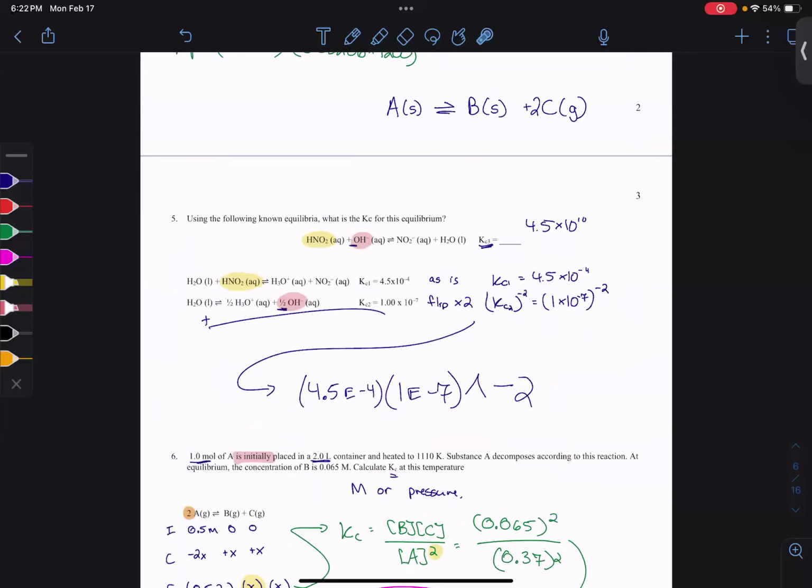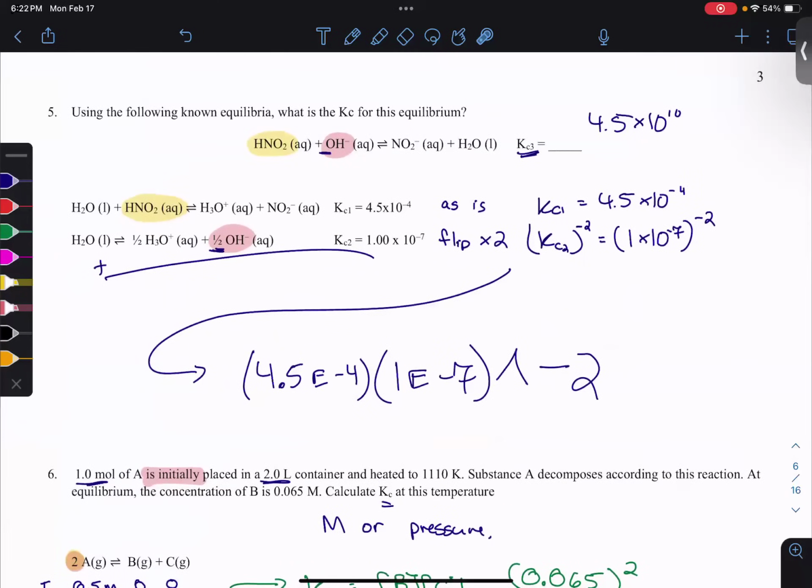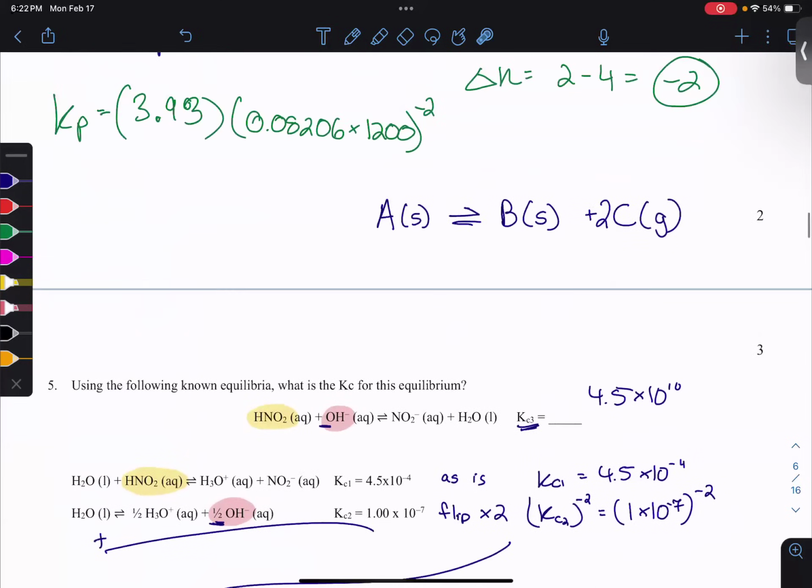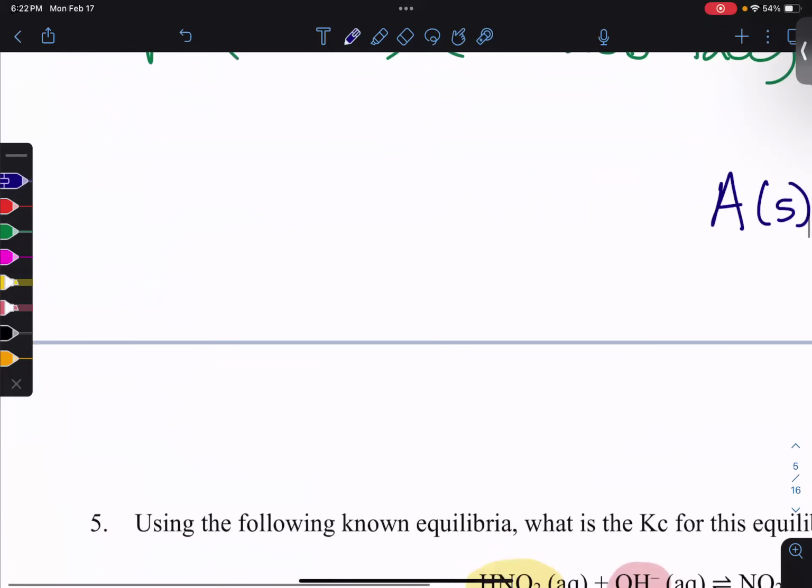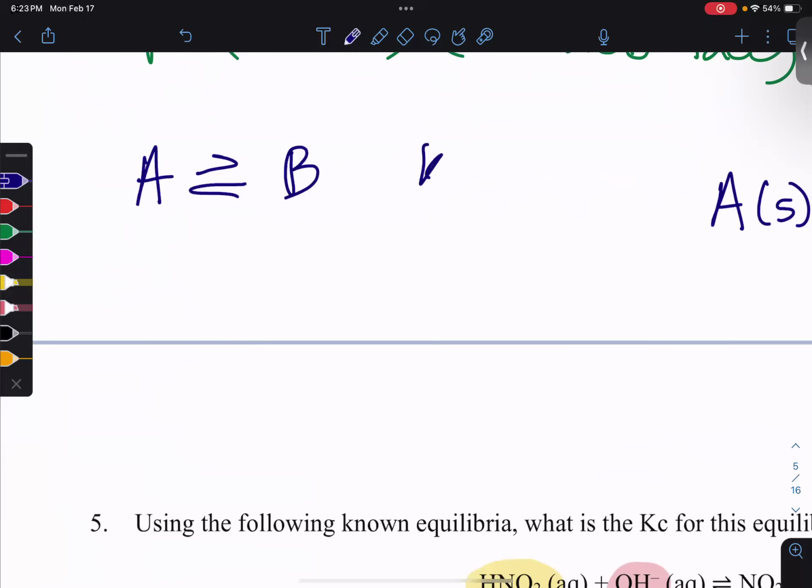So the question is, when we manipulate a reaction, why do we square it and not multiply by 2? So let me ask you, what is the equilibrium expression for this, Casey? B over A. Okay.